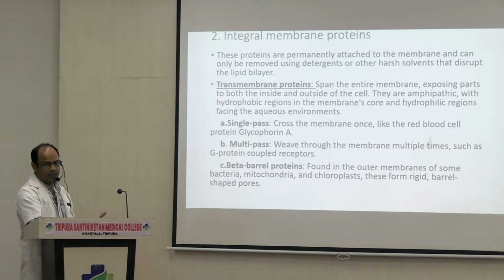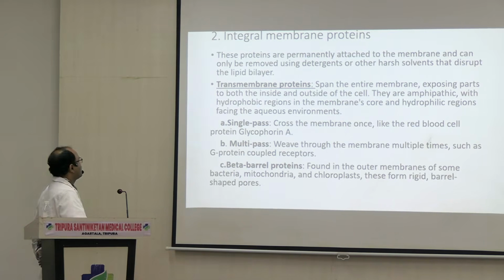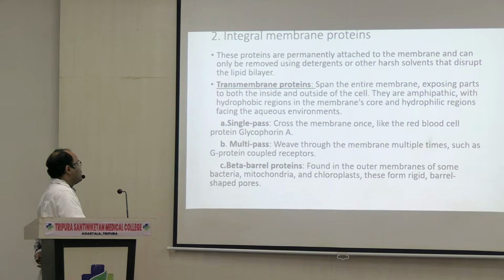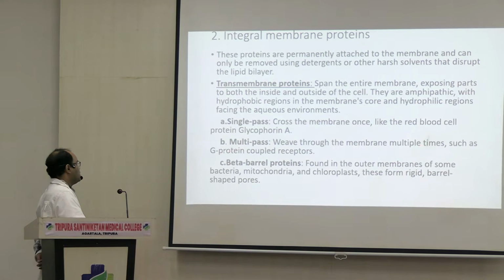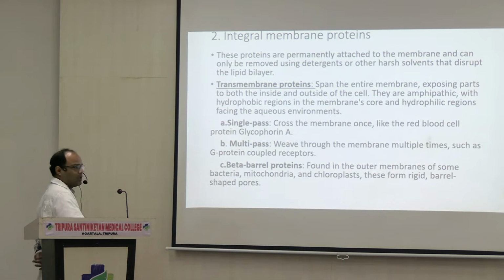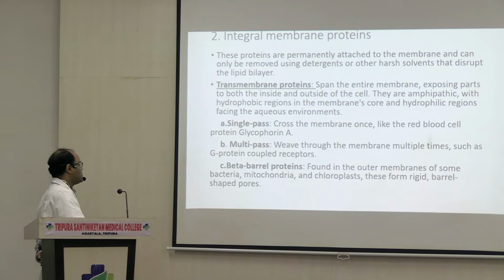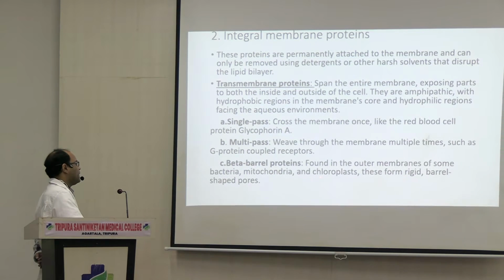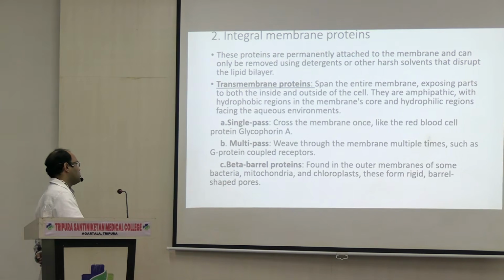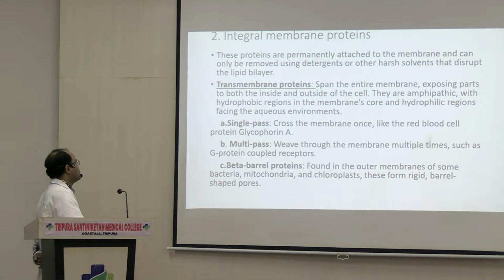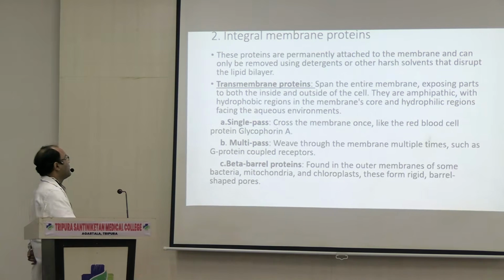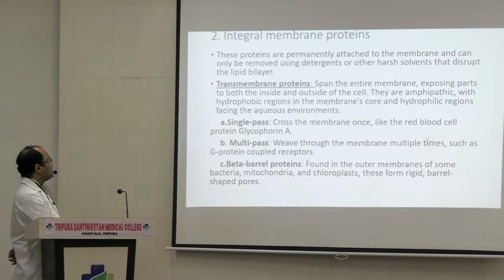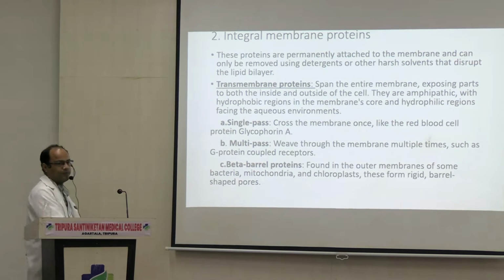Both factor signals like this. They cross the membrane multiple times, such as G protein coupled receptors. Other thing is beta barrel proteins, found in the outer membrane of some bacteria, mitochondria, and chloroplast. These form rigid barrel-shaped pores. These are called beta barrel proteins. These are all integral membrane proteins.